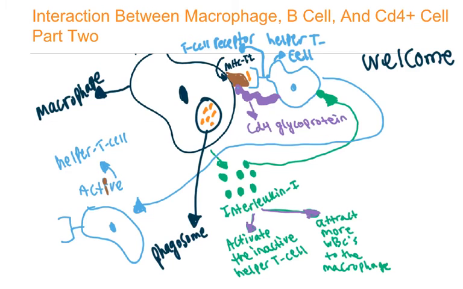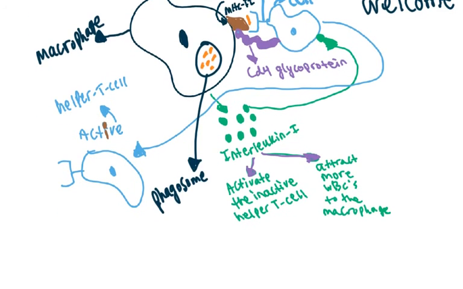Then we need a CD4 glycoprotein that's present on the helper T cell to also bind to the MHC2 by itself. This process results in the release of interleukin-1 from the macrophage. This interleukin-1 can then activate this helper T cell, which was previously inactive. Now it's activated with its T cell receptor, and we said we'll pick up in this video.